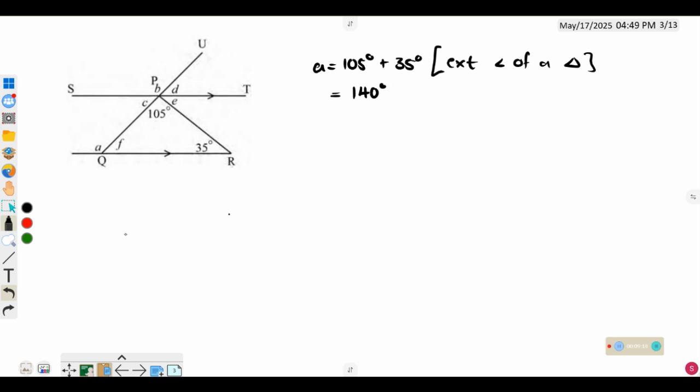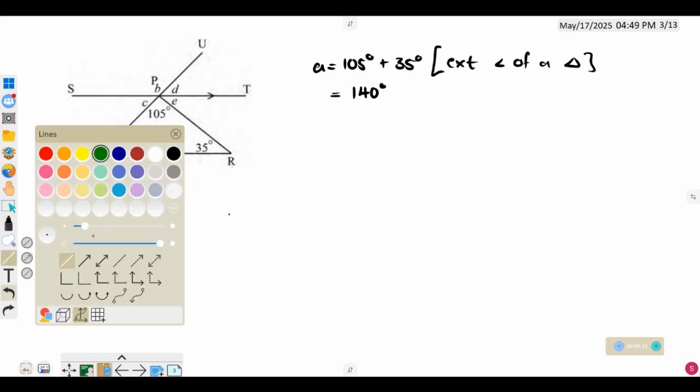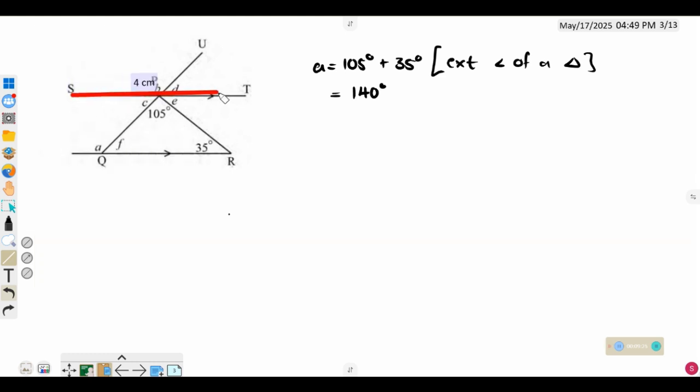Right, now we should focus on finding B. Now do not forget the parallel lines. We said parallel lines, let's mark them ST there, which is parallel to that line QR as given. Now the F shape to find B. If you look at B, B is above the parallel line in a corresponding position as A. So A and B are equal to each other. So angle A is equal to angle B, and both of them are equal to 140 degrees.